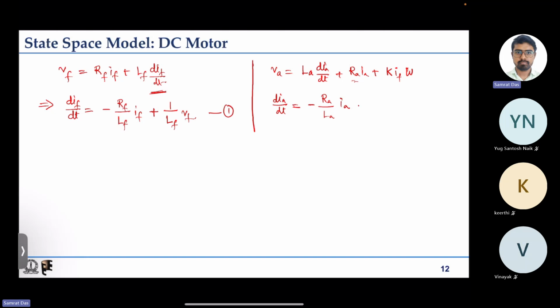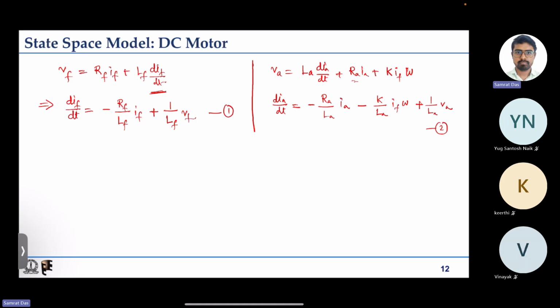This is this term. Next we have minus K by La into If into omega plus 1 by La into Va. This becomes our second equation. Let me quickly check it. In dIa/dt, this will become negative, this will become negative, and this will remain positive.